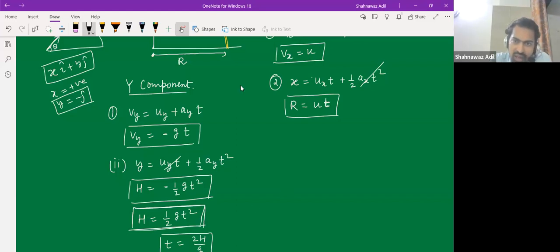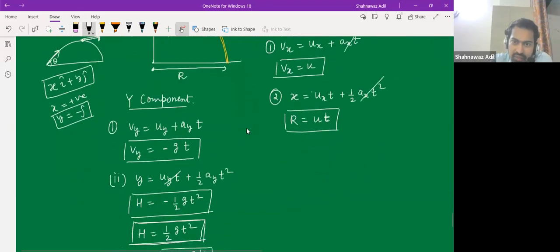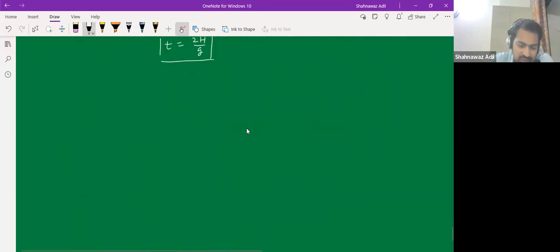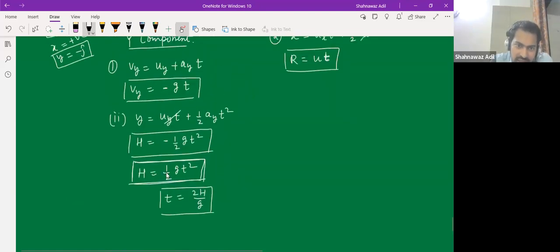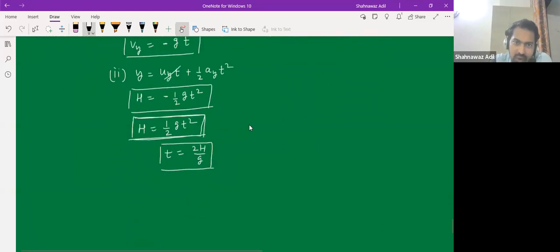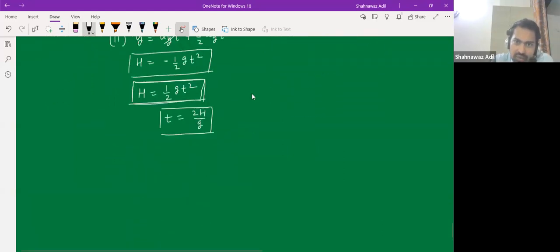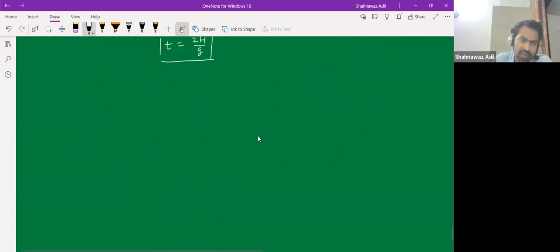So these are the things that we should know. Remember that when we want to calculate the height, we use this half gt square, and when we want to calculate the range, we use this ut. Clear? Let us do one question, and then you will understand it more perfectly.